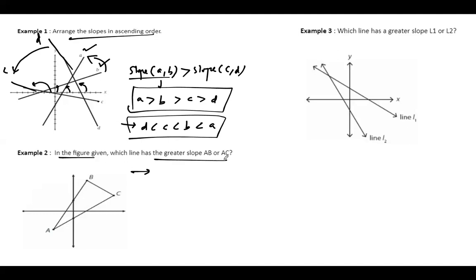Example 2. Which has the greater slope? AB. Whichever line is to the left, so line AB.